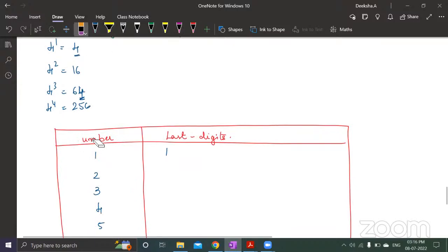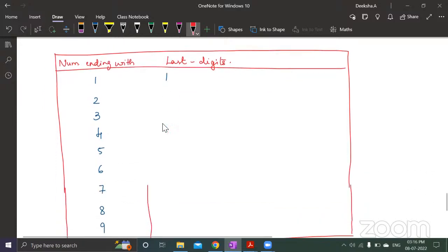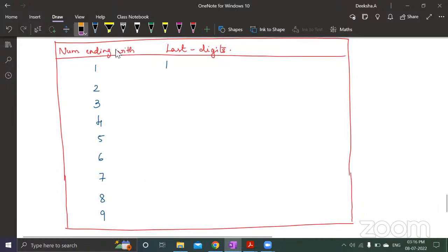So when I write number 1, it means a number ending with 1. Okay, a number ending with this digit and their corresponding last digits. Please write this down. If a number is 1 or ending with 1, like 11, 21, 31, 121, whatever it is, when raised to different powers, all the numbers are going to have 1 as their last digit.